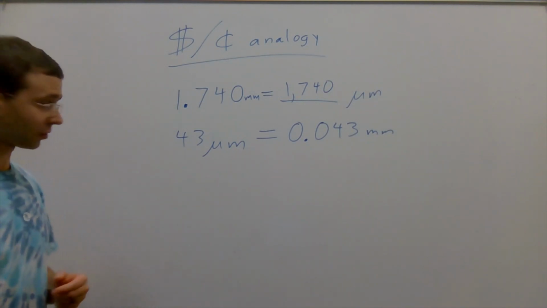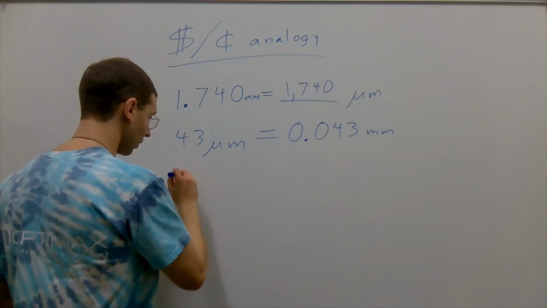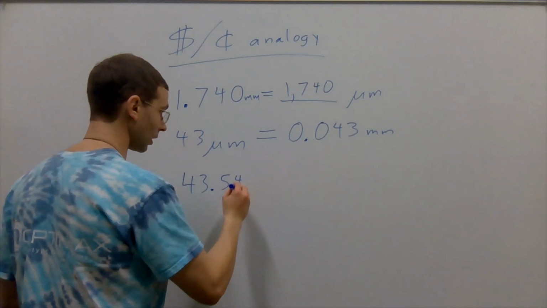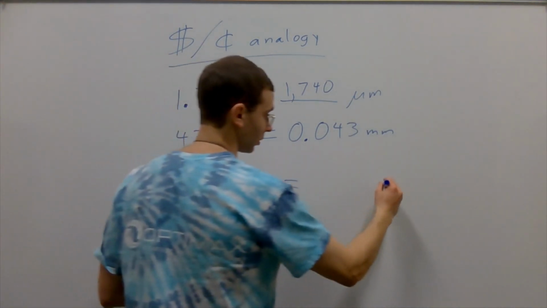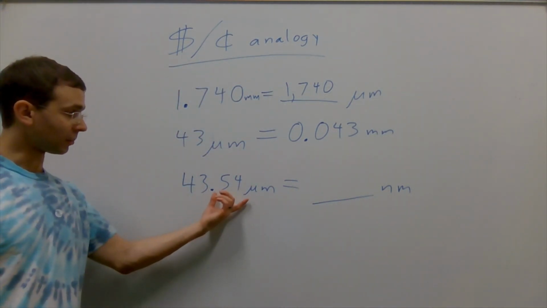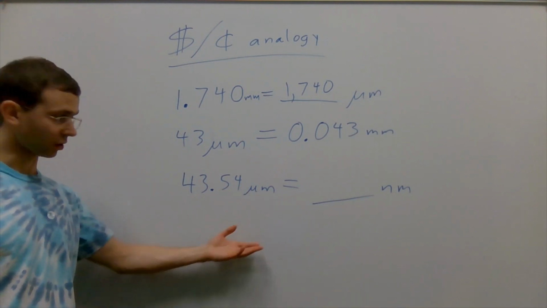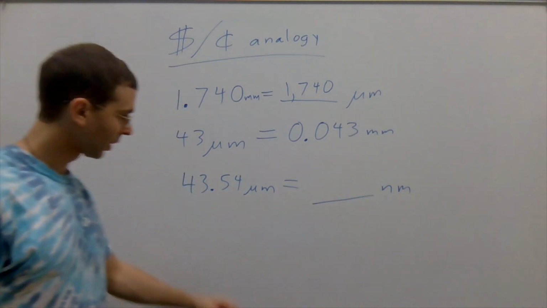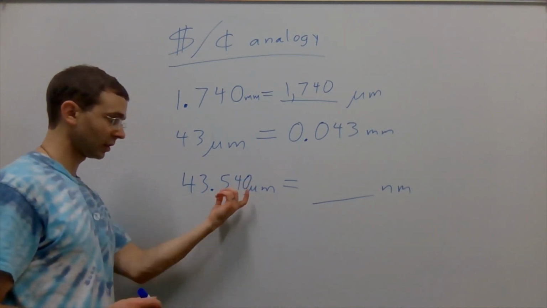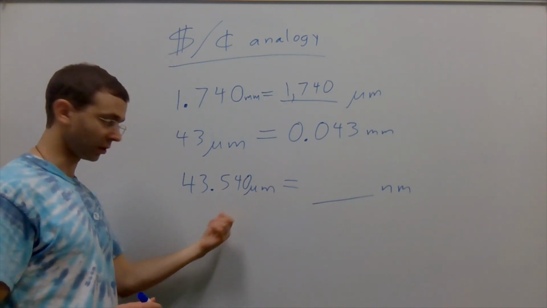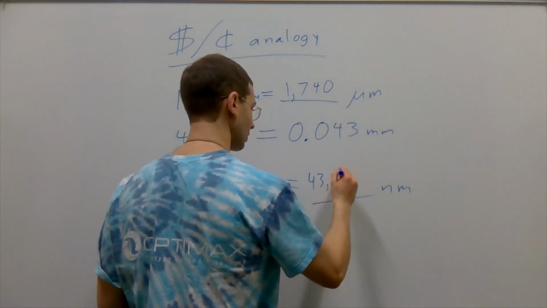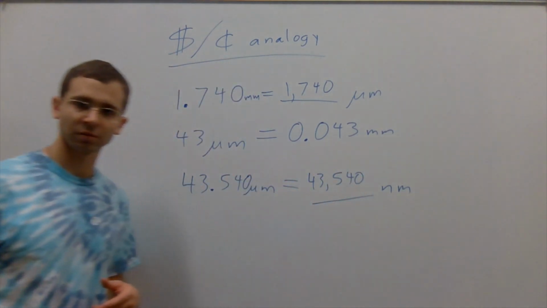Here's another pair of units. Let's say I wanted to convert 43.54 microns to nanometers. What's the value in nanometers? Well, microns and nanometers are next to each other, 10 to the negative 6, 10 to the negative 9. So here this is nanometers. That would be 540 nanometers, and these would be the places after. So we have 43,540 nanometers. All right.